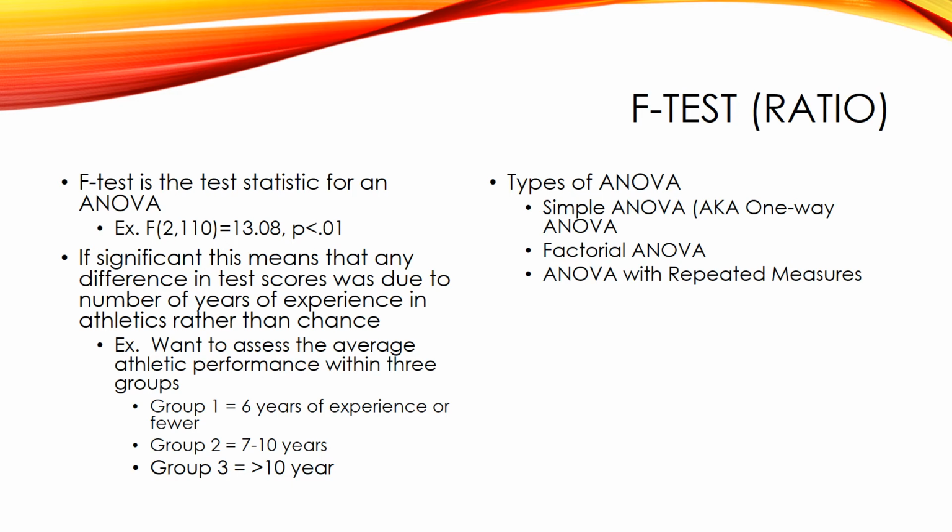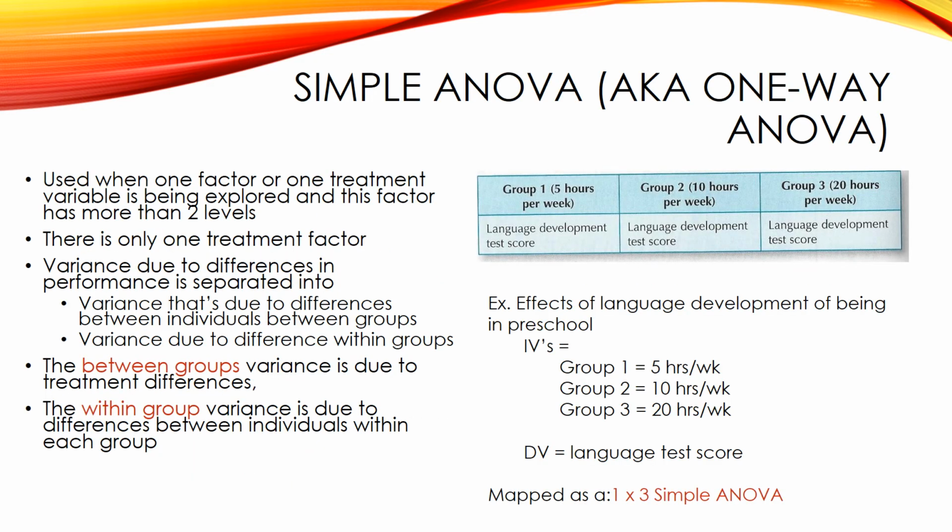And there's different types of ANOVA. There's a simple ANOVA, also known as a one-way ANOVA. There's a factorial ANOVA. You might even see it sometimes called a two-way ANOVA or two-way factorial ANOVA, and the ANOVA with repeated measures. So the simple ANOVA looks at three different groups. If you look at the picture, it's three different groups, but it's when one factor or one treatment variable is being explored and this factor has more than two levels. There is only one treatment factor.